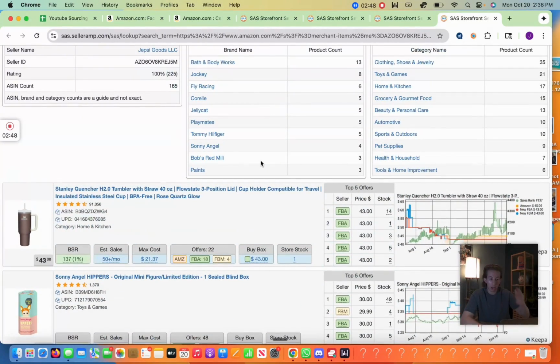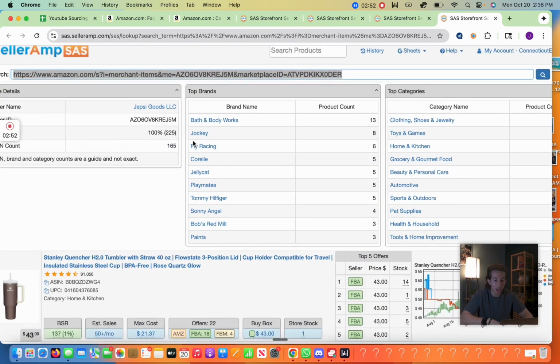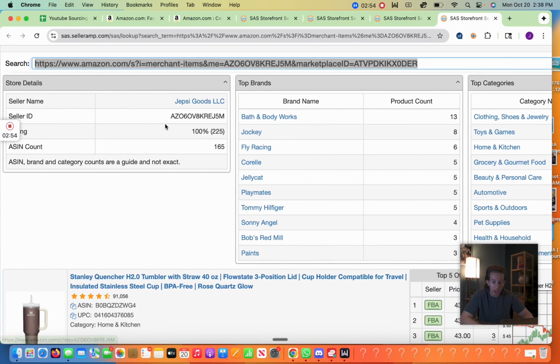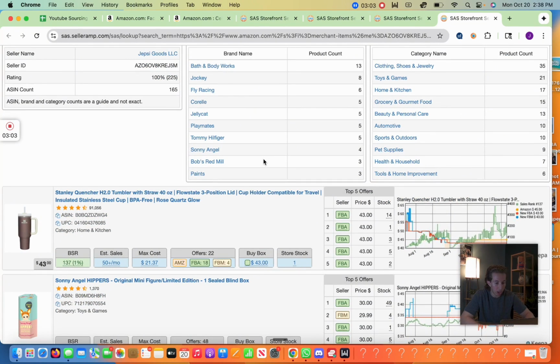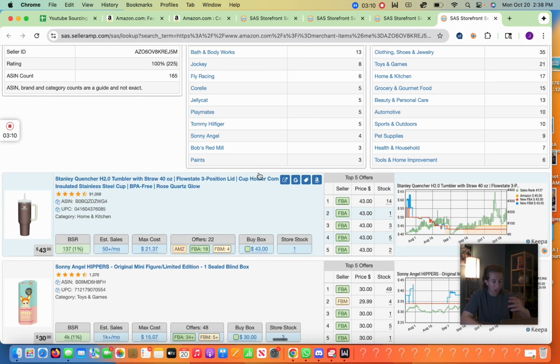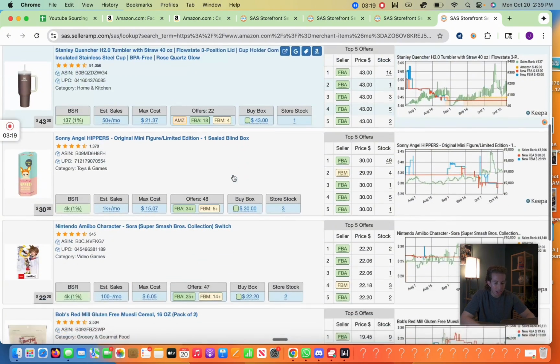Again, what I'm going to be doing on SellerAmp when I'm looking at these seller storefronts is, I know the seller is Jepsy Goods LLC. He has 165 products he's carrying, 225 ratings from Amazon customers and whatnot. I'm literally just going to scroll down his website. This is essentially his personalized storefront. I'm going to go down it step by step to see what products sell well and which ones align with me. Now, I don't sell clothing or beauty or anything like that because those could be high returns on Amazon. I like to sell the niche stuff.